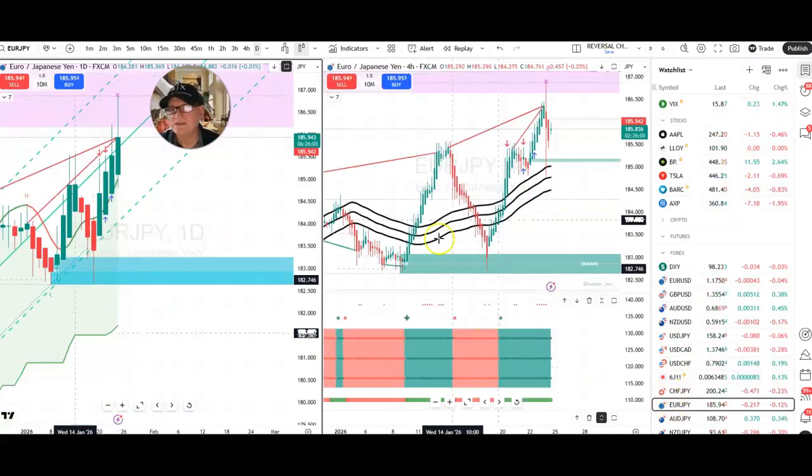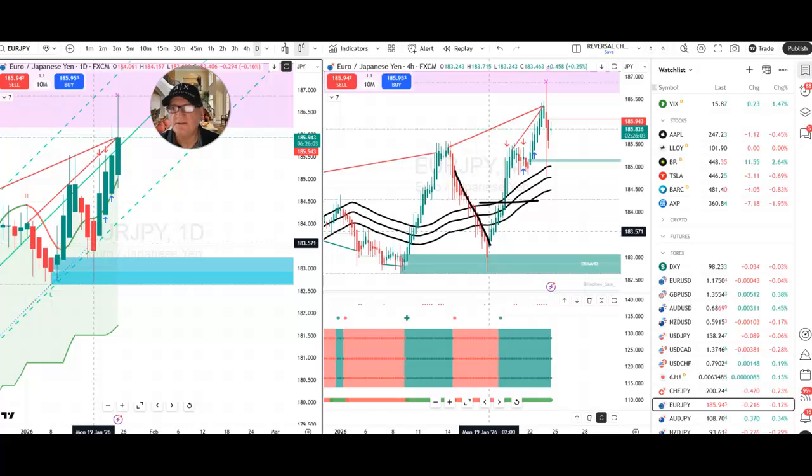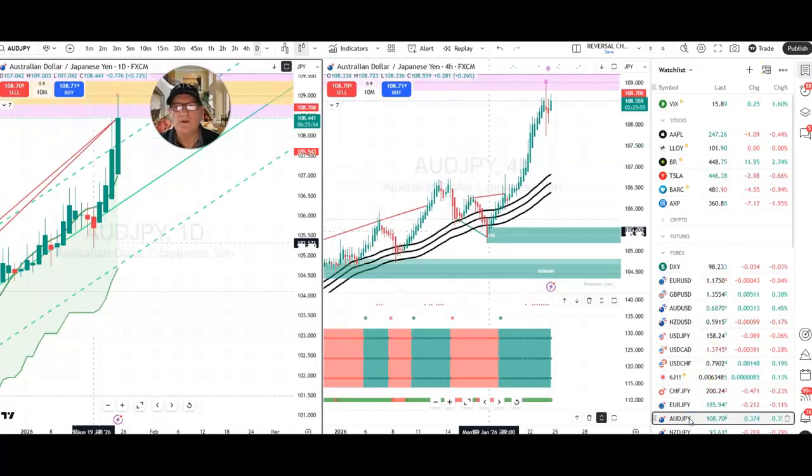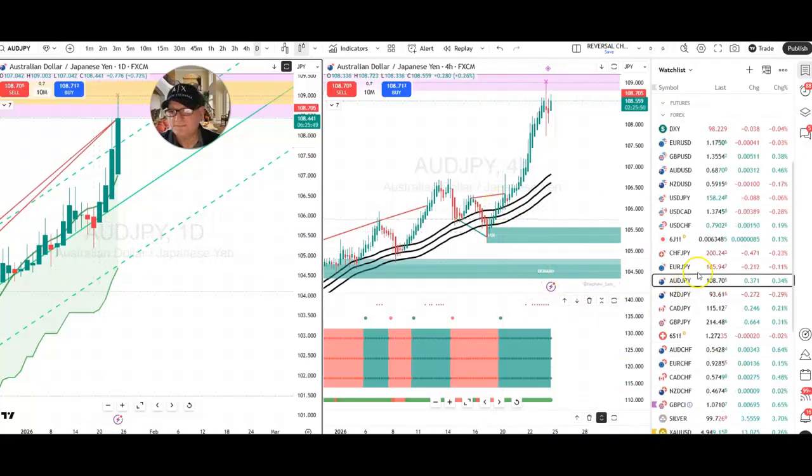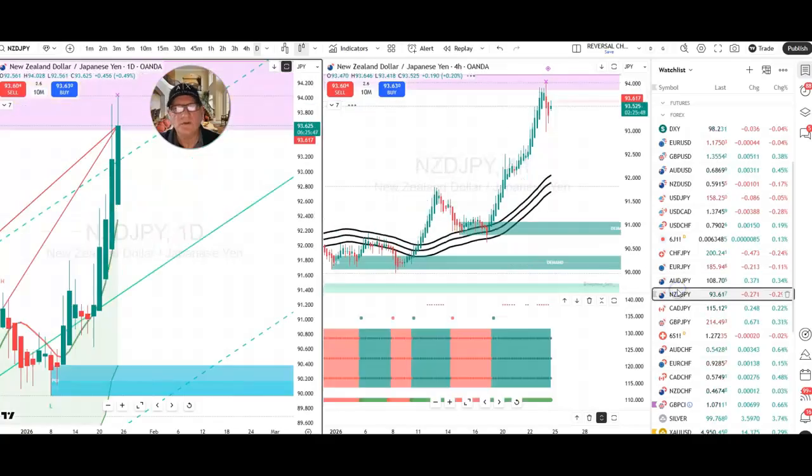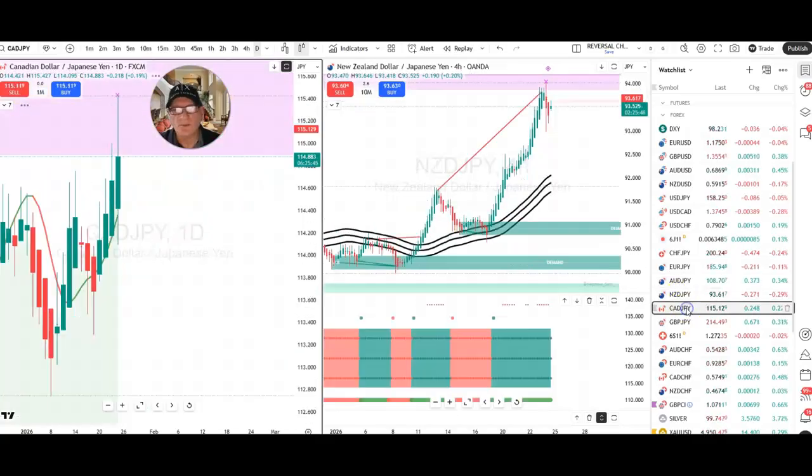Euro yen, I mentioned a similar pattern again. Into the 50, out of the 50, buy. Aussie yen into the 50, above the 50, buy. Keep your trading simple. There's no reversal opportunities on these.